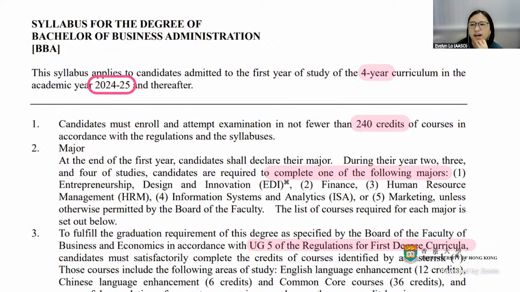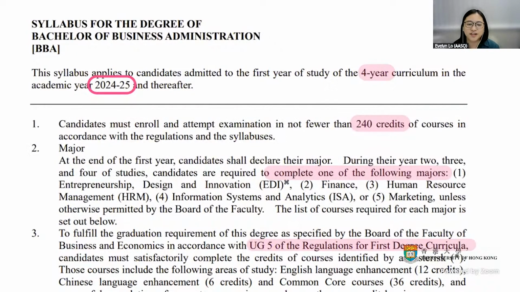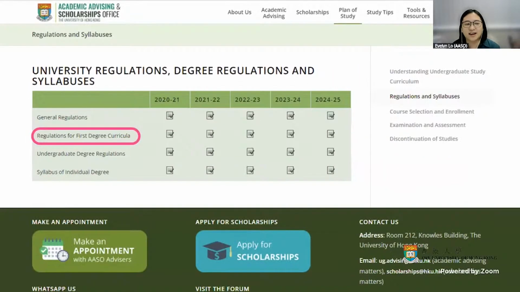What is UG5? It's a 大學5件事. So the 5 things to do in university. I don't know if you have heard of it before. Studying, of course, being an ex-co, staying in the hall, getting a part-time job. Well, of course, it's not that. The UG is undergraduate. So UG5 is actually the regulations number 5 for undergraduate students.